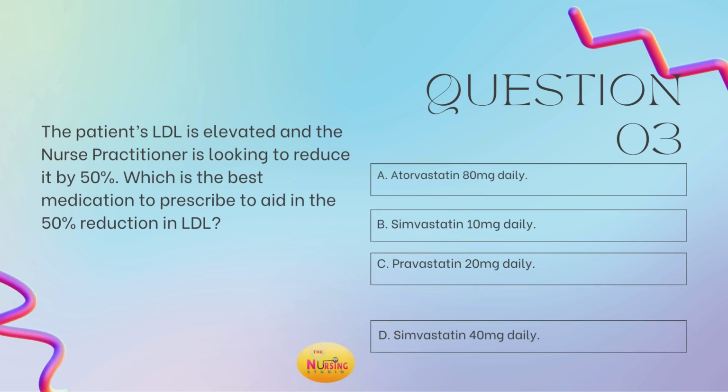All right, and question number 3. The patient's LDL is elevated and the nurse practitioner is looking to reduce it by 50%. Which is the best medication to prescribe to aid in the 50% reduction in LDL?